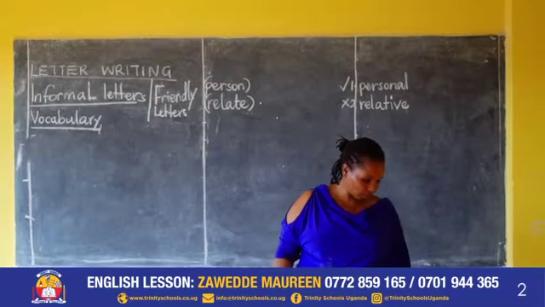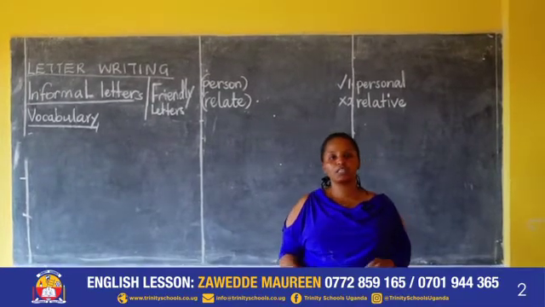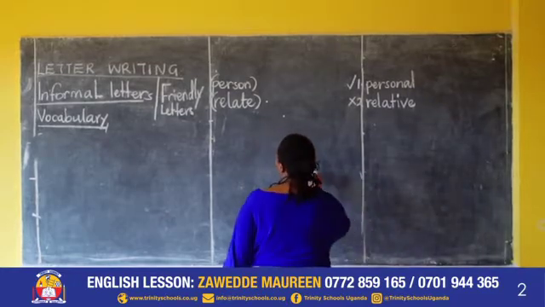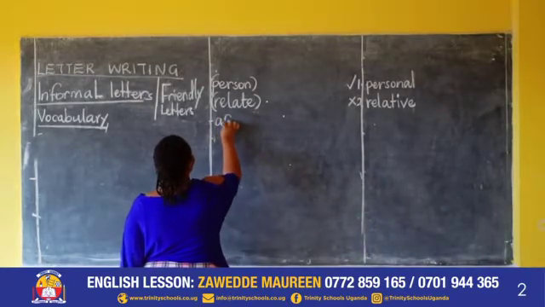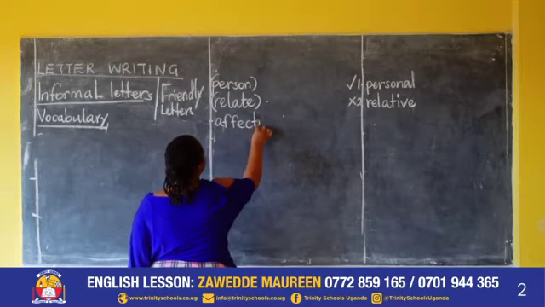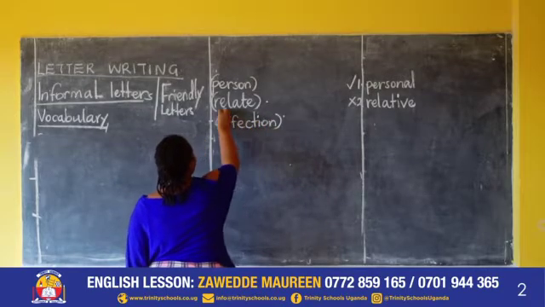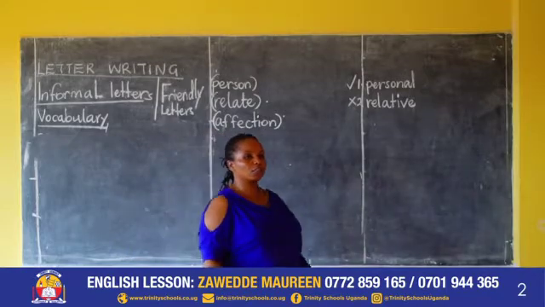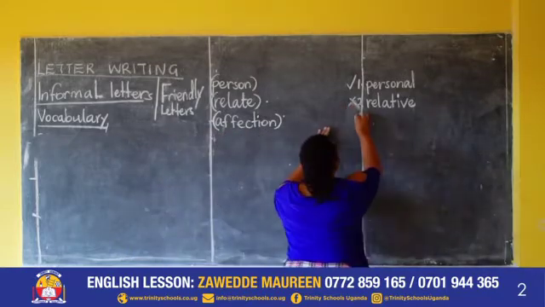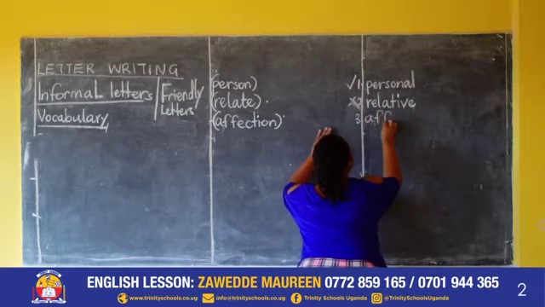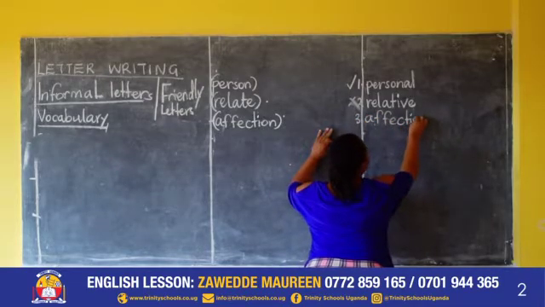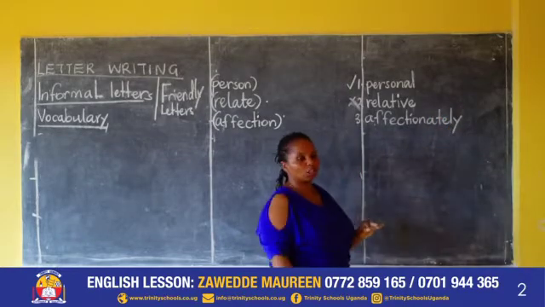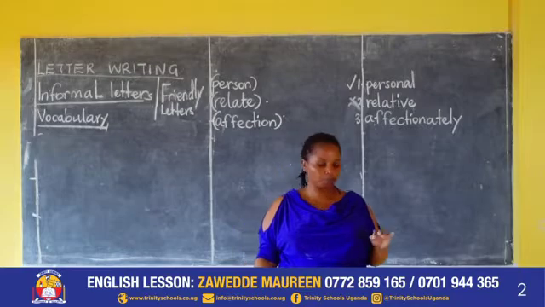Question 3. She completed the letter with yours dash. Word in brackets was affection. She completed the letter with yours affectionately. Affectionately is the word that we use in that case, with yours affectionately.